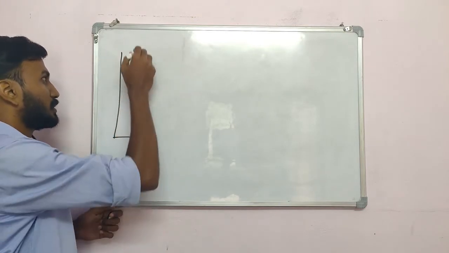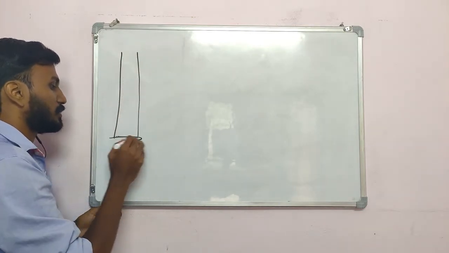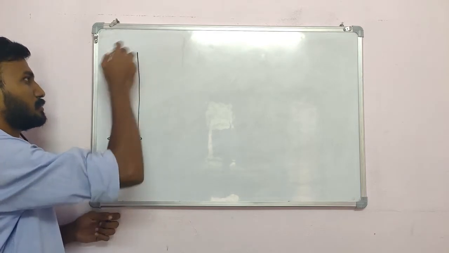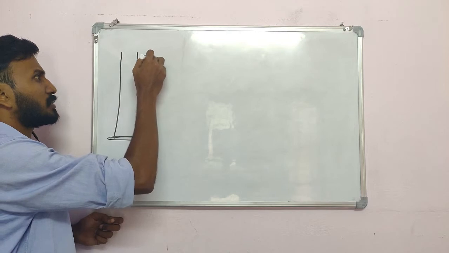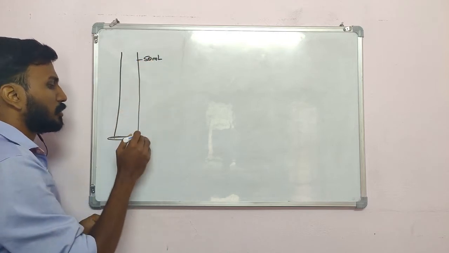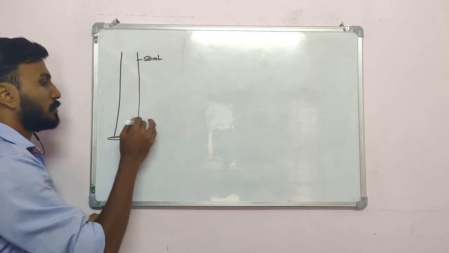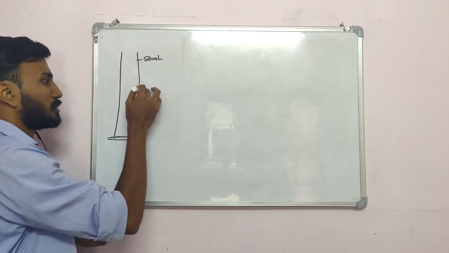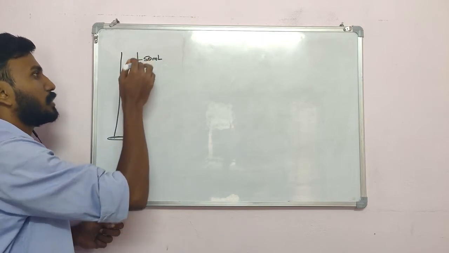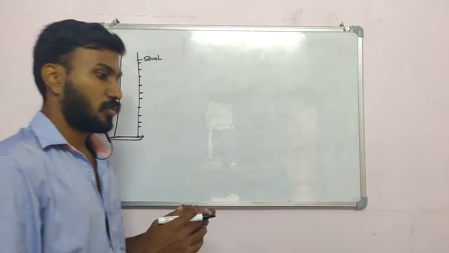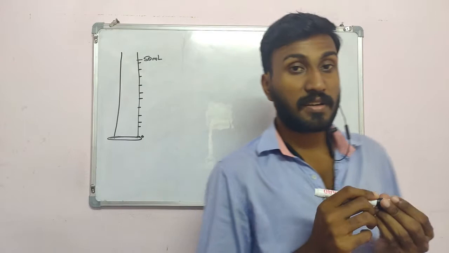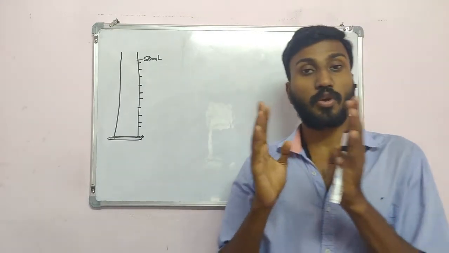This shape of a measuring cylinder will of course have a certain circular base and a certain height, and maybe it is marked 50 ml. If it is marked 50 ml, there may be graduations from 0. There may be many readings or graduations of equal distance. So if it is marked 50 ml at the top, we can say that the measuring cylinder can measure up to a volume of 50 ml.